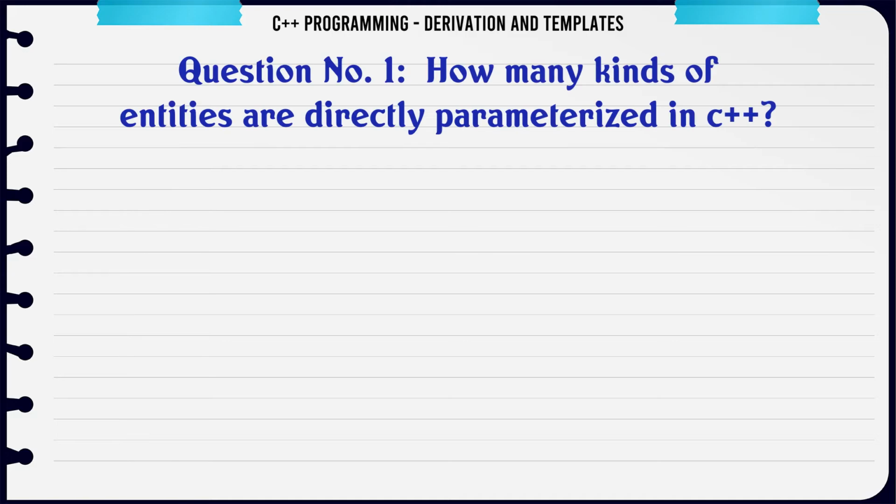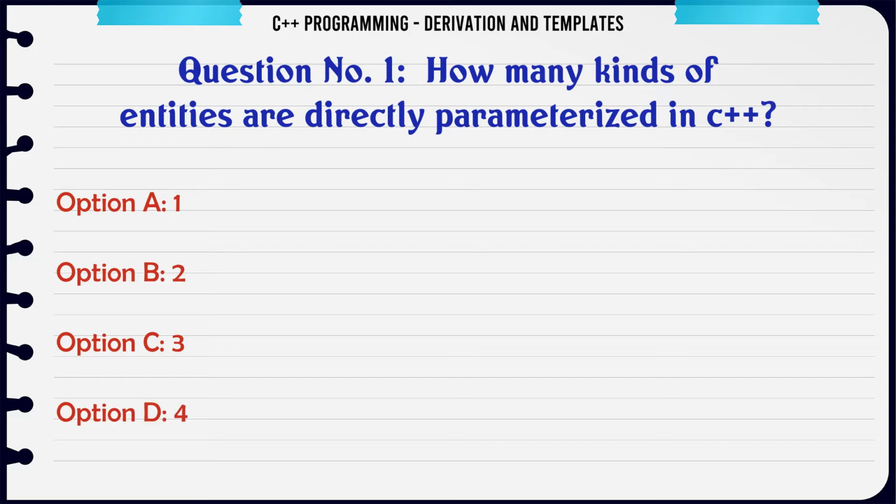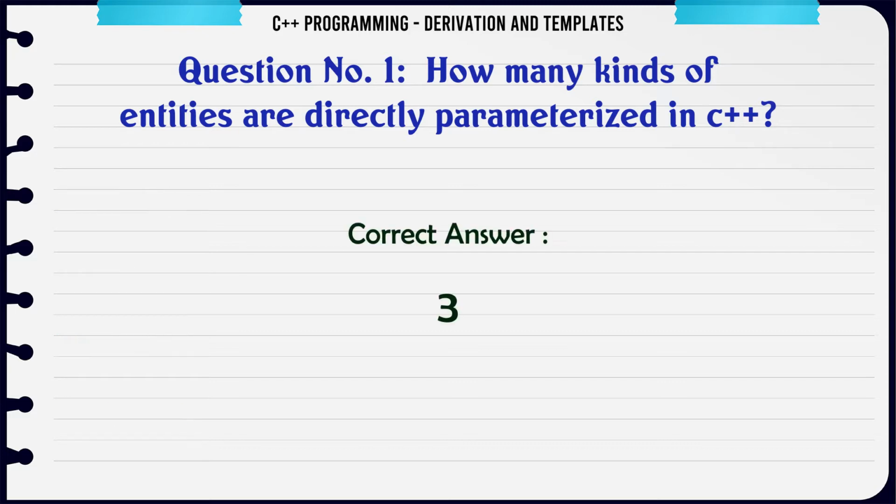How many kinds of entities are directly parameterized in C? A. 1, B. 2, C. 3, D. 4. The correct answer is 3.